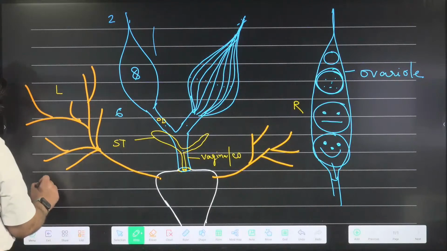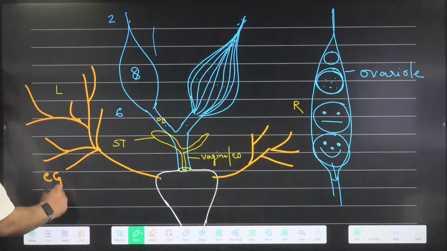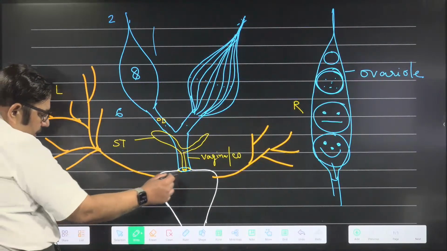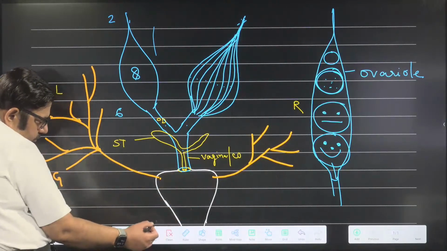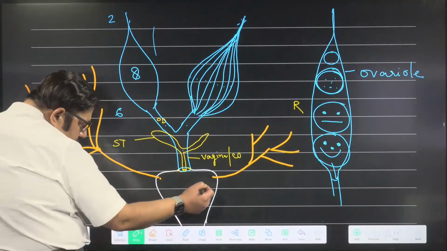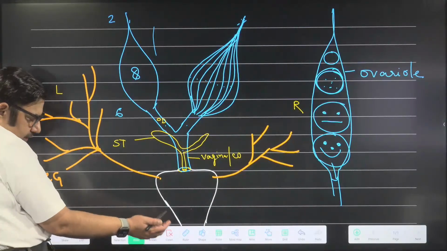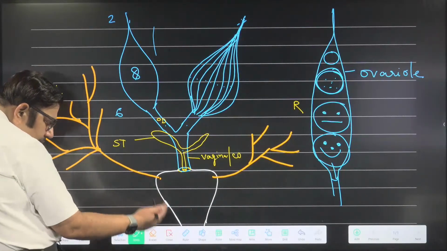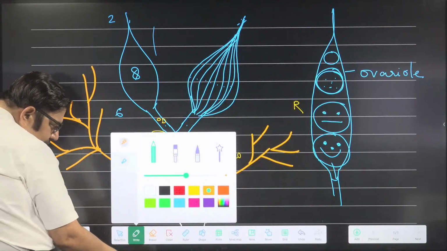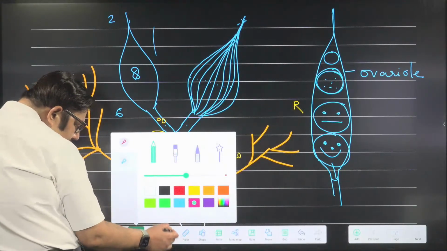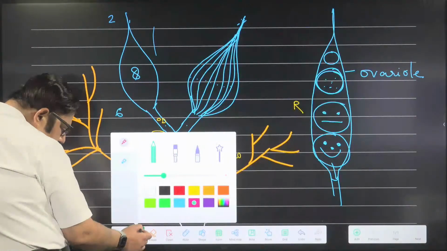These are the collateral glands, CG. They also open into the brood pouch. This is the brood pouch, and after copulation, the spermatophore is placed here. I am now showing the spermatophore after copulation.